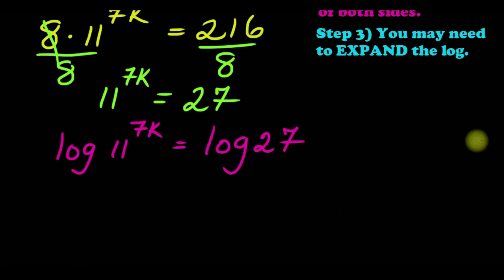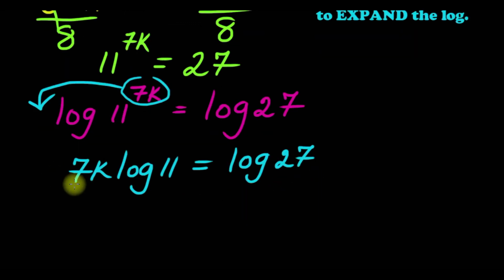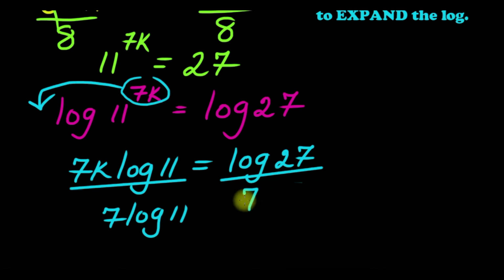Now we're going to have to expand the log using the power property. We can bring down the 7k to the front. So I have 7k log 11 is log 27. To get the k by itself, I would have to divide this whole thing by 7 log 11, because I need the k, and then divide by 7 log 11.